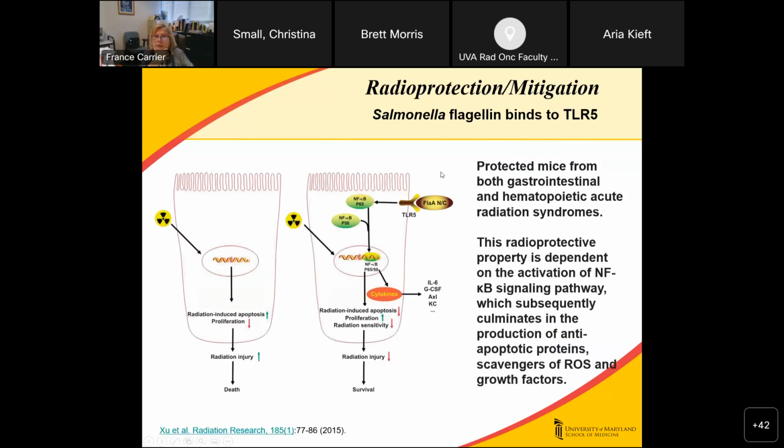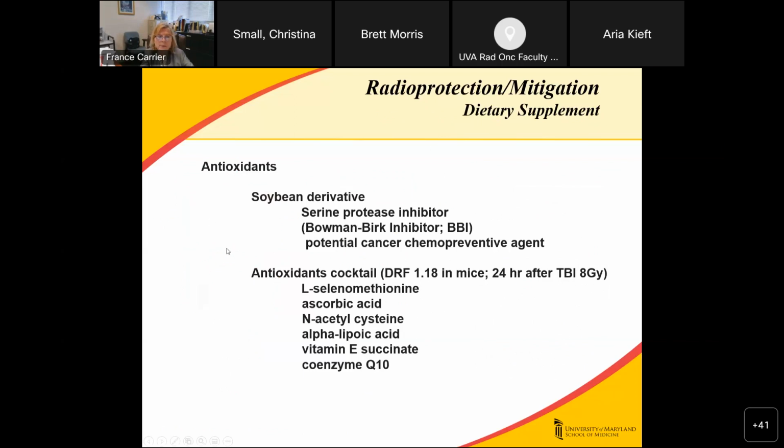Another possible protection is Salmonella flagellin, which is a bacterial protein that can bind to toll-like receptor 5 and then activate the NF-kappa B pathway, which can increase the proliferation of normal cells in the gut and hematopoietic cells, and that can then provide some radioprotective effect in those tissues. Some antioxidants can have some potential effect. The problem is that you need to take a lot of it, and it has limited benefit. But there's a study that has been done. If you use a cocktail of antioxidants, you can get a dose reduction factor of about 1.2 to 1.8 in mice 24 hours after total body irradiation of 8 gray. So there is some potential benefit for this. That will have to be used constantly for several days.